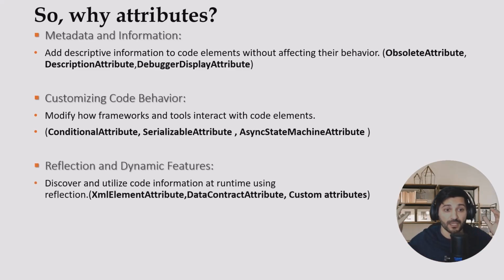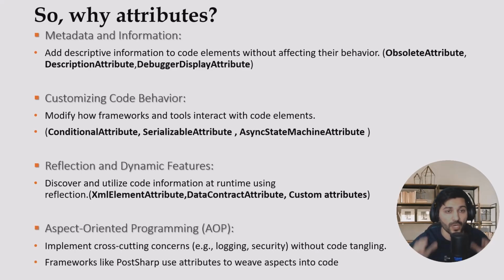The next is reflection and dynamic features. For example, discover and utilize code information at runtime. You can use attributes, XML element, data contract. You can create your custom attributes to match this functionality. We are building aspect-oriented programming elements inside our applications using attributes also.